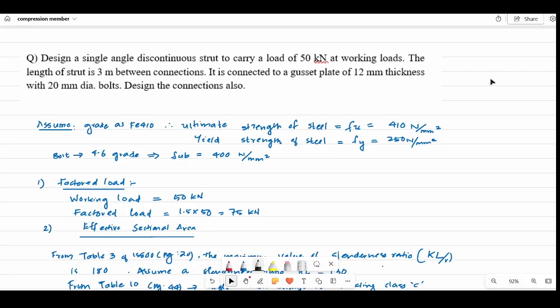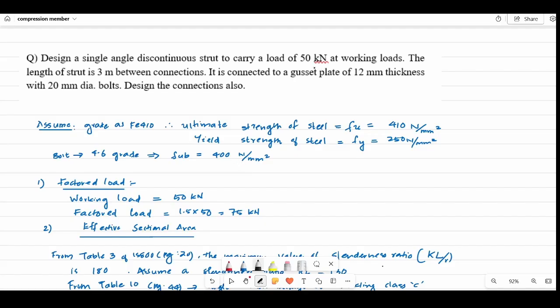We have to assume that, which means the ultimate strength of the member will be 410 newton per mm square, which is the Fu value, and the yield strength will be Fy, which is 250 newton per millimeter square. The bolt is given with a nominal diameter of 20, and we will assume it as a bearing type of bolt having grade 4.6, which means the ultimate strength of the bolt will be 400 newton per mm square. This can be used in our design of connections, that is the number of bolts.